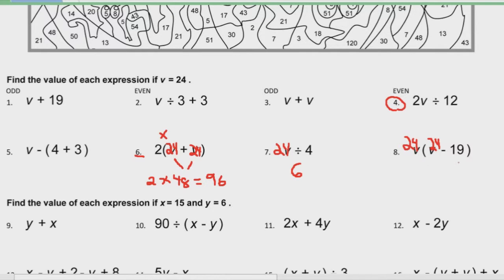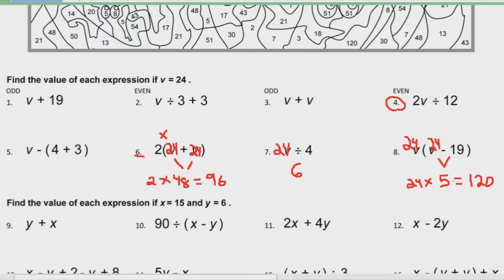So you've got 24 minus 19 in parentheses, which means you have to do that first, which will give you 5. Then you've got 24 next to parentheses, which means multiplication. Ooh la la, 24 times 5. Huh. Well, 20 times 5 is 100, and 4 times 5 is 20, so it's 120. All right? Check your answers.